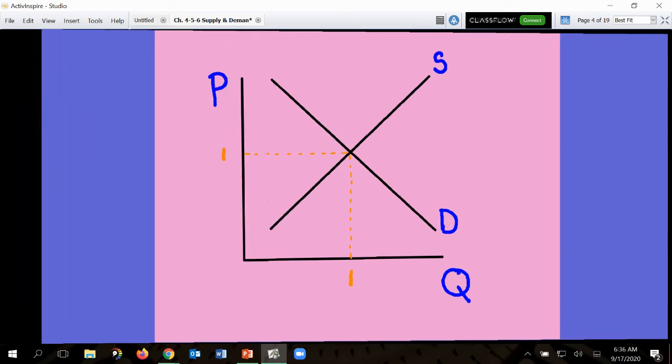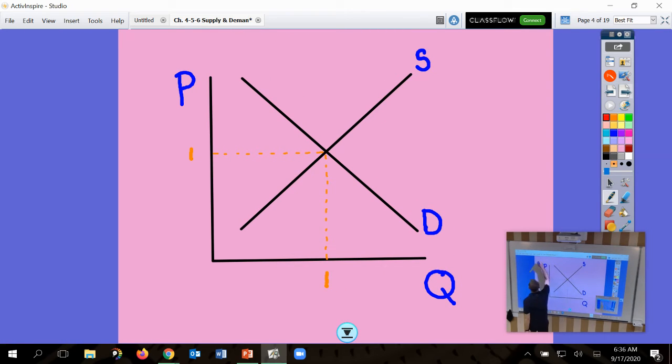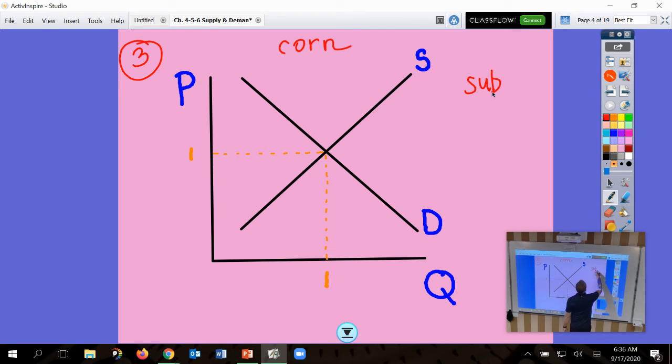Number 3, another product, let's say, gosh, I have no idea. How about corn? We used that before. Okay, let's say that we get some new government subsidies for corn. Maybe we're trying to make more ethanol. I'll give a plus sign, so that's our situation.